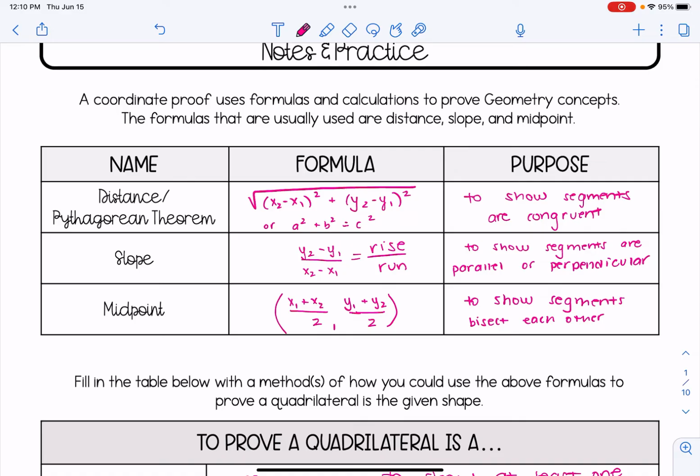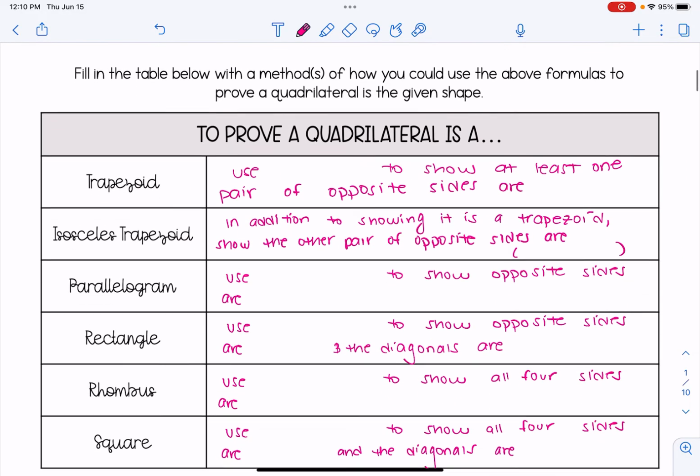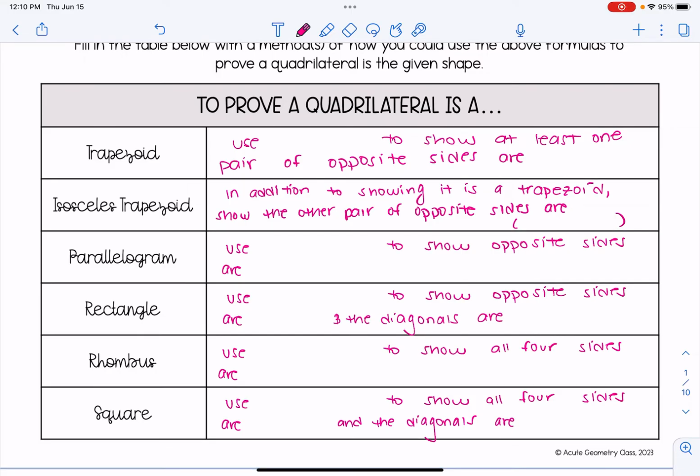So what we're going to do is we're going to look at a table that kind of goes through the 6 main quadrilaterals and how you would prove them. So again, just for keeping the video shorter than longer, I have filled a lot of this in here and we're going to kind of fill in the blanks together. So I'll do this in a different color so you can see what I'm adding in here.